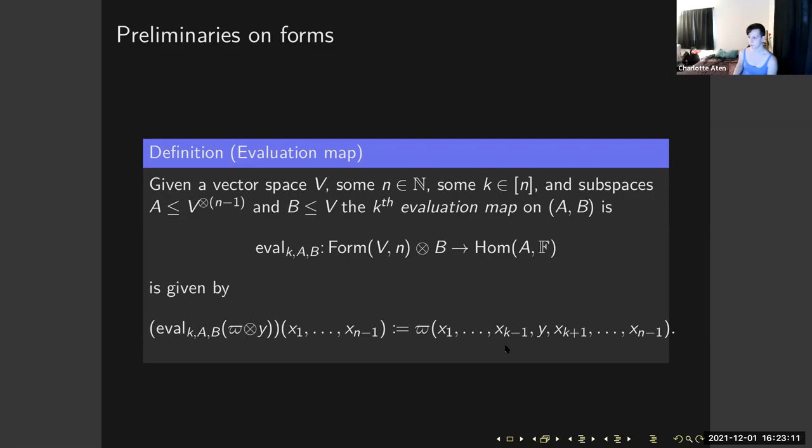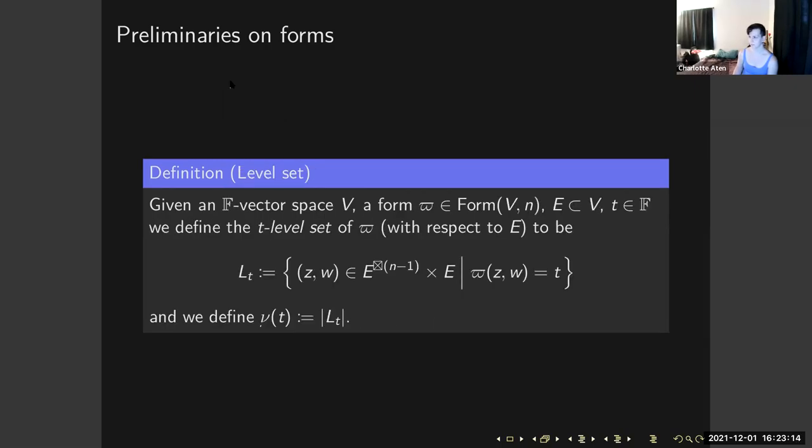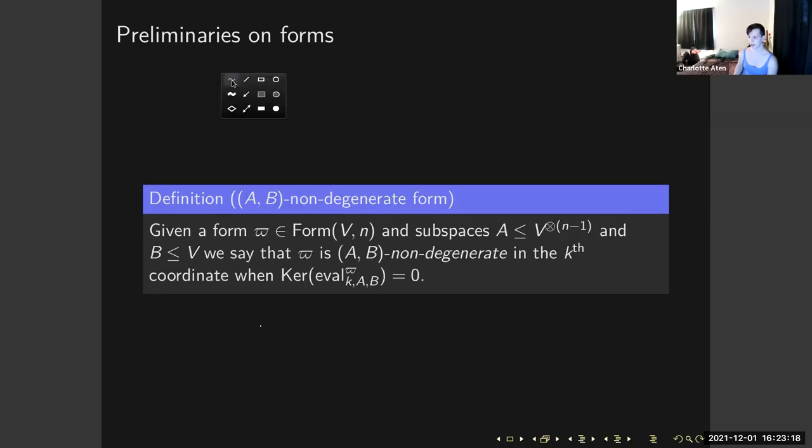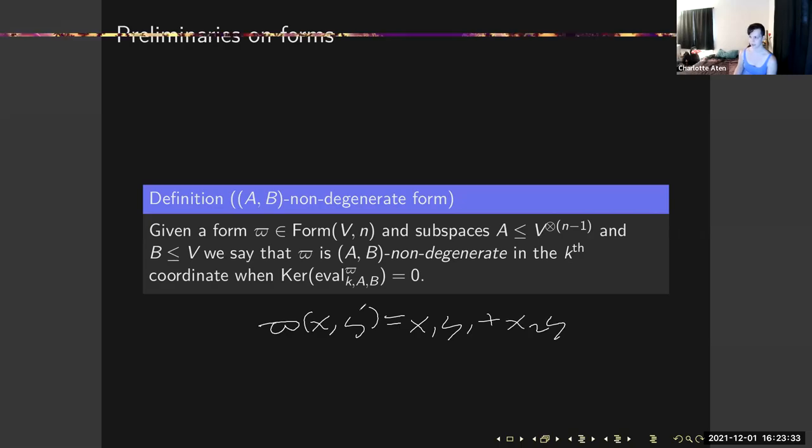And this is actually the case, for example, with the usual dot product. If I define this, for example, to be the dot product over FQ squared, then if I fix some non-zero y, I'm always going to be able to choose some non-zero x so that this expression is not equal to zero. And that's the same thing as the corresponding evaluation map, where in this case, k would be two, and you could take A and B to be just the whole vector space and the corresponding tensor power. That would show that the usual dot product over FQ squared is non-degenerate in the second slot. And a similar argument applies to the first slot as well.